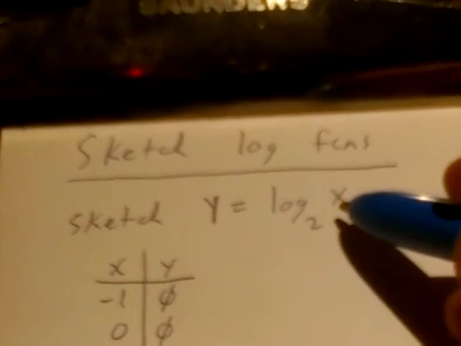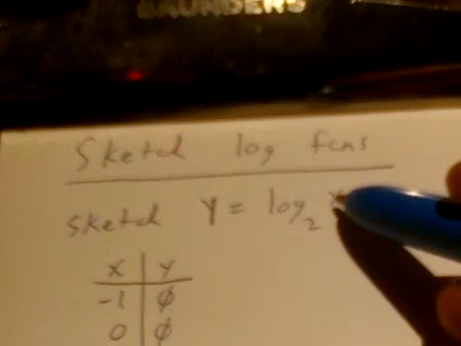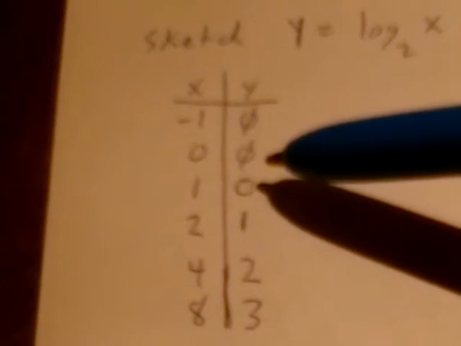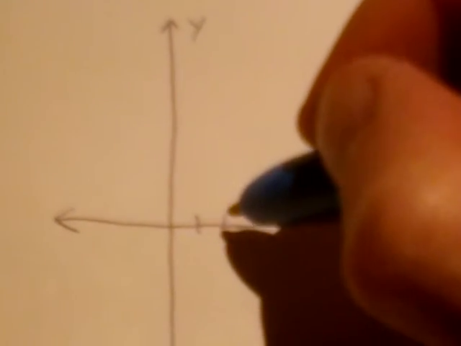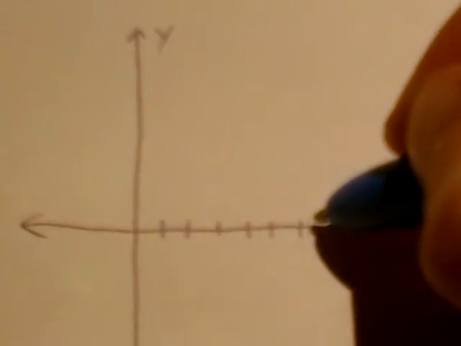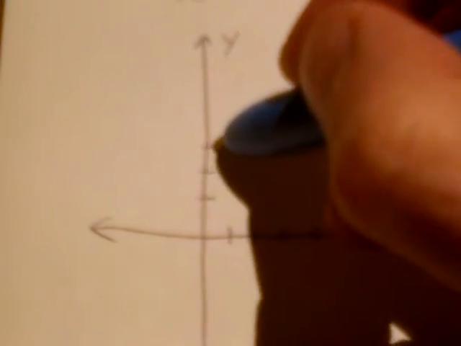And we do the same thing with 8. 2 to what power makes 8? And the answer is obviously 3. So 3 is going to go in our y column here, and I was forgetting to follow along with my camera, but you can see the t-chart right now. So we have 1, 0, 2, 1, 4, 2, and 8, 3, and we're going to graph those on our graph right here. So we have 1, 2, 3, 4, 5, 6, 7, 8, and we're only going to go up to 3. 1, 2, 3.